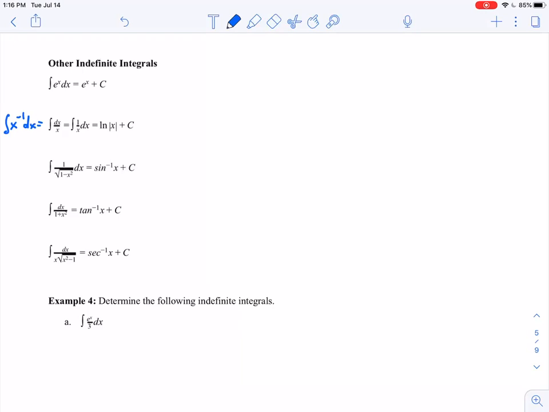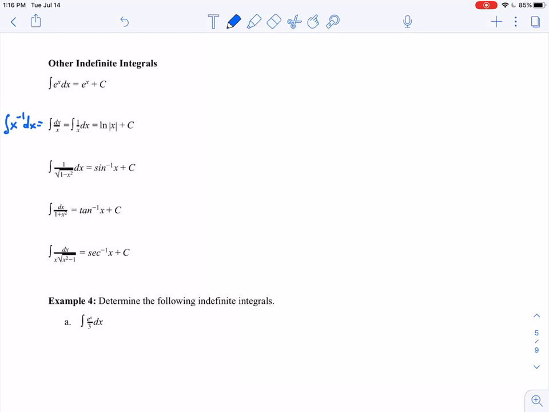And then the other three that I would throw in there as well are the inverse trig derivatives that we learned. So if I want the antiderivative of 1 over square root 1 minus x squared dx, that is sine inverse of x plus c. If I have the antiderivative of dx over 1 plus x squared, that is tangent inverse of x plus c. And if I have the antiderivative of dx divided by x times square root of x squared minus 1, that is secant inverse of x plus c.